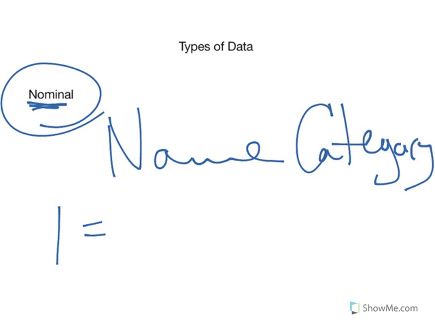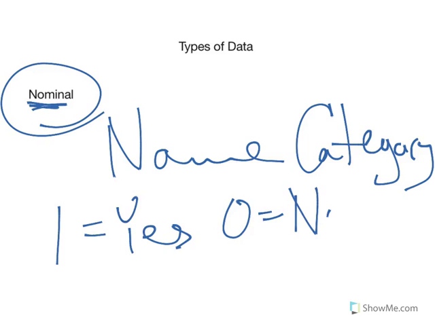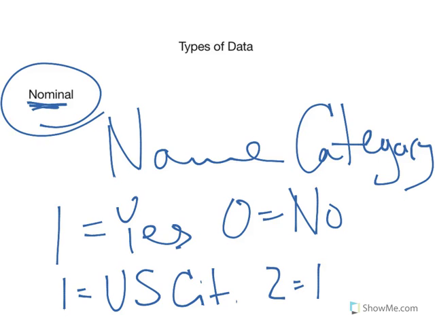So let's say 1 is yes, and 0 equals no. Or sometimes you'll see them as 1 equals U.S. citizen, and 2 equals non-U.S. citizen. Okay? So nominal. This is considered the lowest type of data, and there are some real restrictions on the kinds of things we can do with nominal data. But luckily, there are other types of data also.